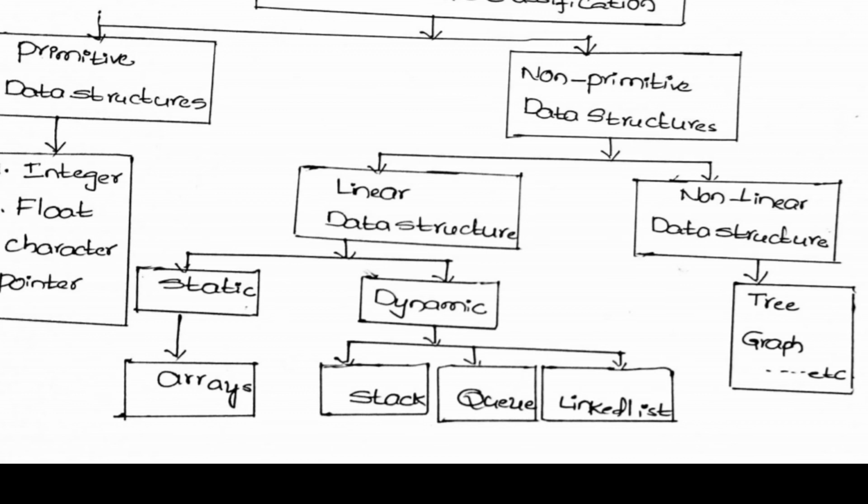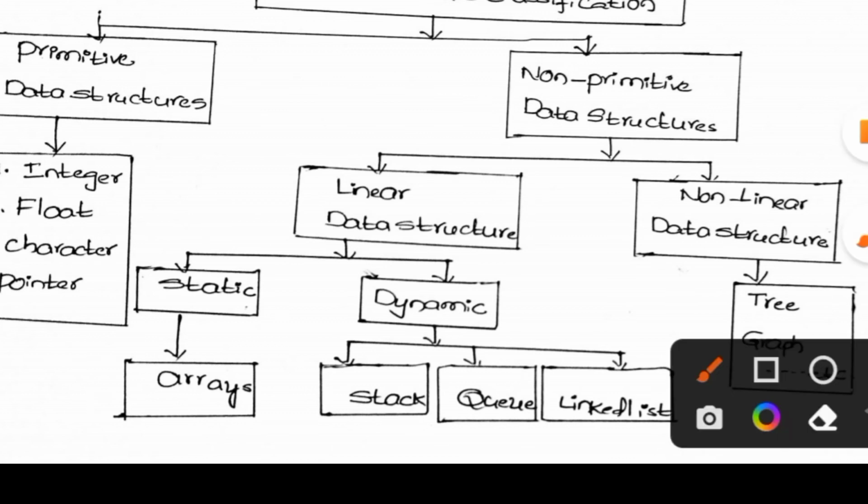The next one is the non-linear data structure. In a linear structure everything is in sequential order; in a non-linear structure it is in random order. Here there are mainly two types. The first one is the tree. The definition of a tree is a collection of nodes and vertices that are connected.